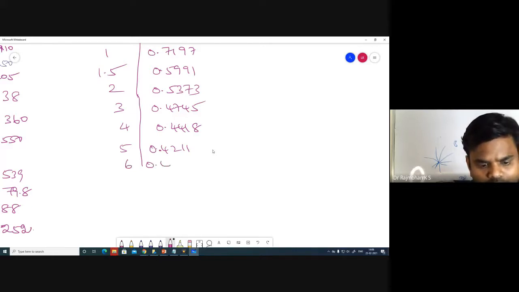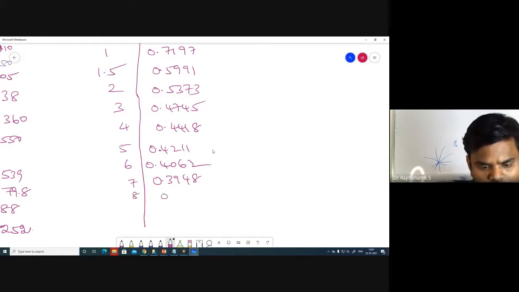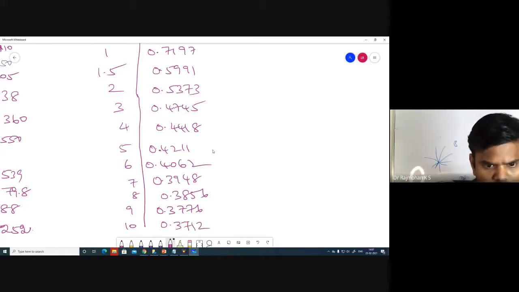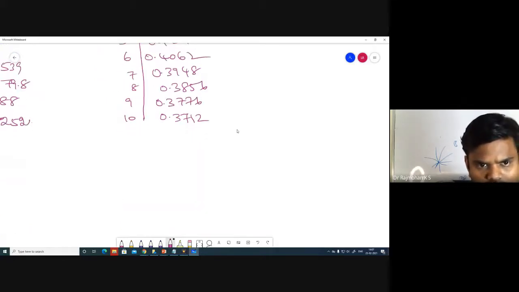For 6, 0.4062. For 7, 0.3948. Then 0.3856, 0.3776, and for 10, 0.3712. Then for 20 it is 0.332. For 40 it is 0.298. So these are the values we will make use of.